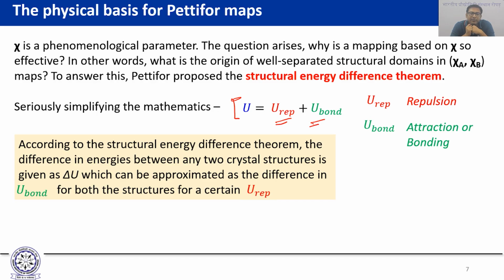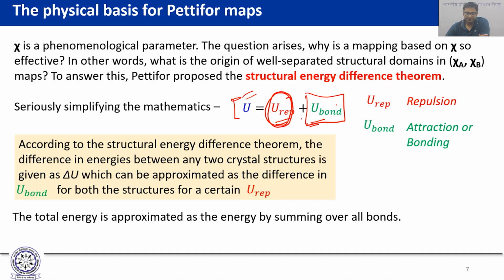But there is a limit for a given pair of atoms as to how much you can push one on top of the other. And so that's why Pettifor made the assumption that this repulsive term is going to stay more or less the same regardless of the structure, and therefore the difference in energies is mainly due to this attractive or the bonding term. So that was basically his structural energy difference theorem.